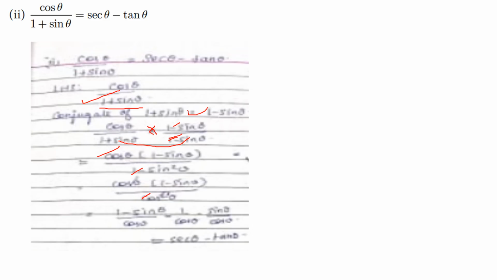After you cancel it, that cos theta and cos squared theta means, squared means one power goes off. So remaining cos theta is there. So next step, you write it 1 minus sin theta by cos theta. Separate the term, 1 by cos theta minus sin theta by cos theta will come. 1 by cos is secant and sin by cos is tan. Therefore, RHS secant theta minus tan theta. Hence proved. Any doubt, you write it in comment box.